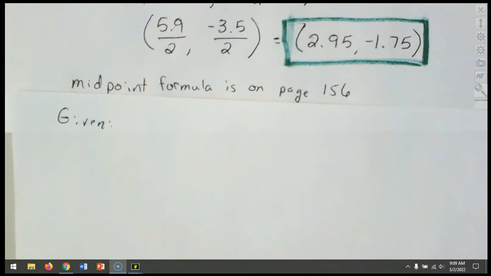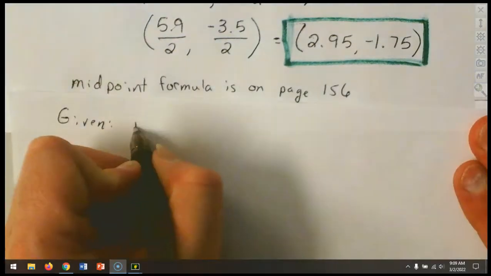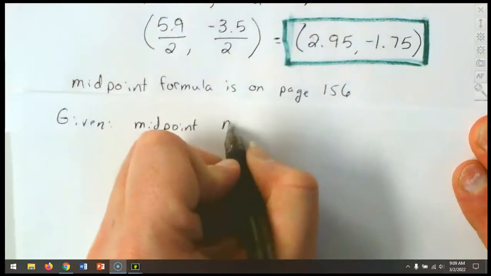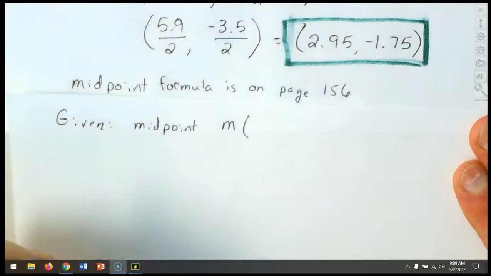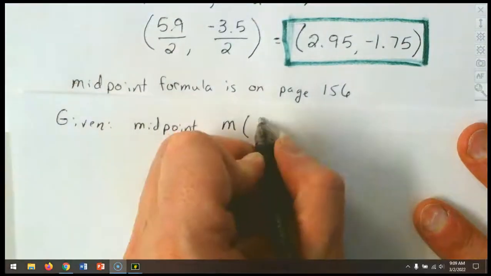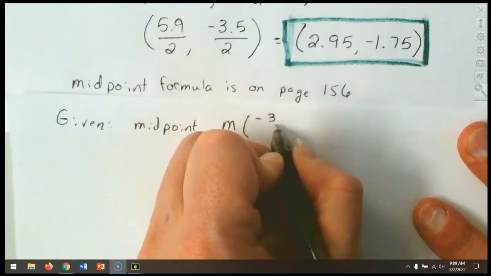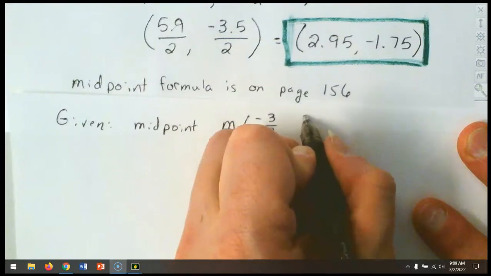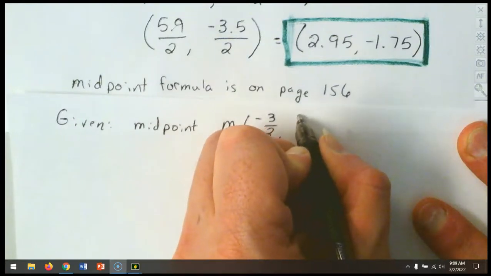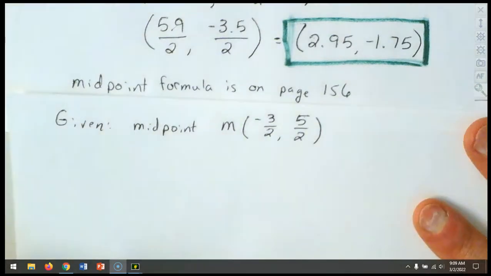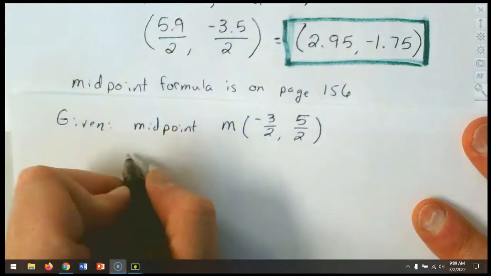Okay, so you're going to be given the midpoint M. And usually it's a fraction, so you're going to be given the midpoint, let's say, minus 3/2, comma, how about 5/2? So that's your midpoint, and you're going to be given the endpoint.